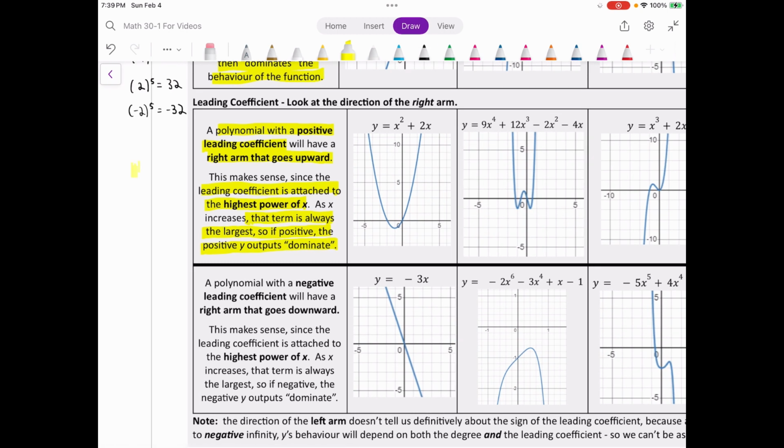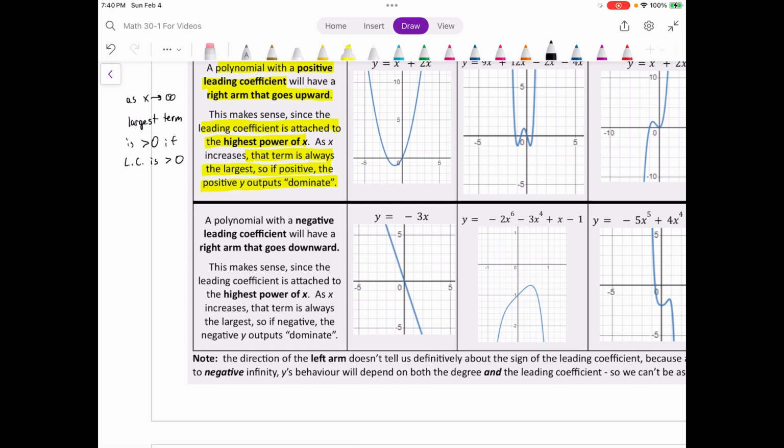So in other words, as x goes to positive infinity, the largest term, which is the term attached to the largest power of x, is going to be greater than 0 if the leading coefficient is greater than 0, right? That's essentially what decides the sign of the leading term, right? Because x is going off to positive infinity if we're focused in on the right arm. So if the right arm goes upwards, we know that our leading coefficient is positive.